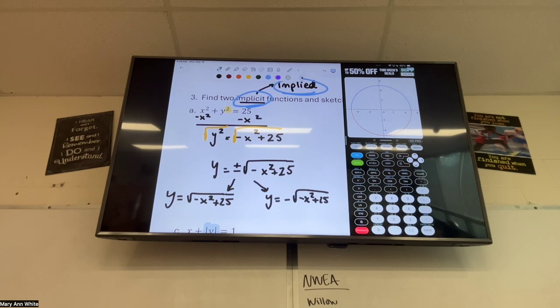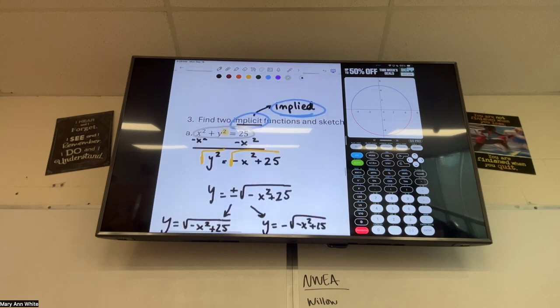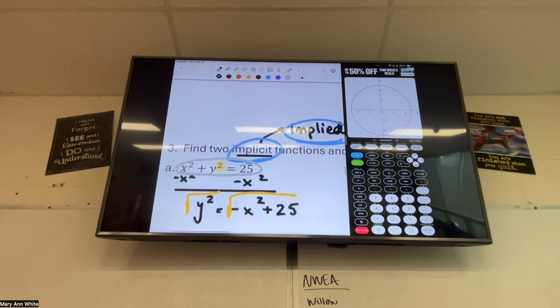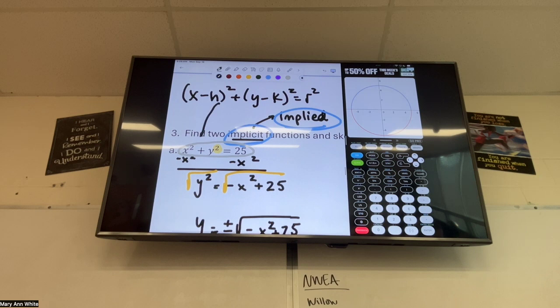Now, can you guys remind me, what is this equation for? What equation is x squared plus y squared equals 25? Remember learning about that? It's a circle function. X minus h squared plus y minus k squared equals r squared. That is a circle function.